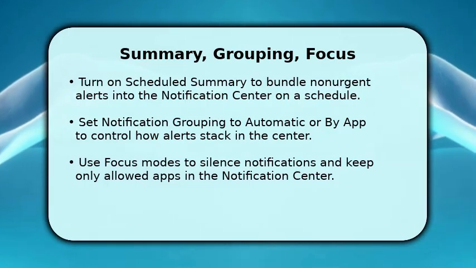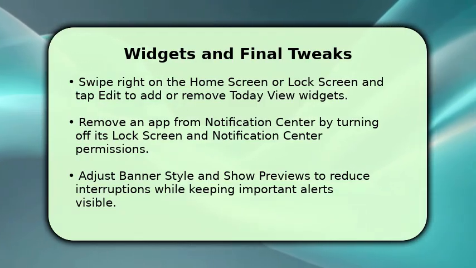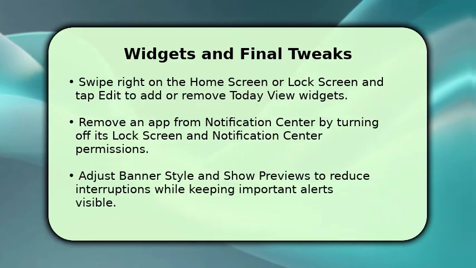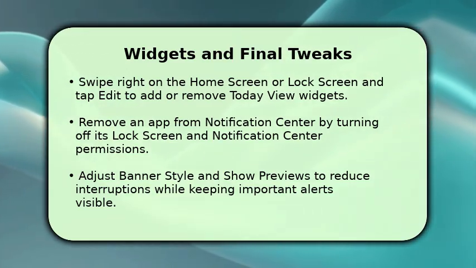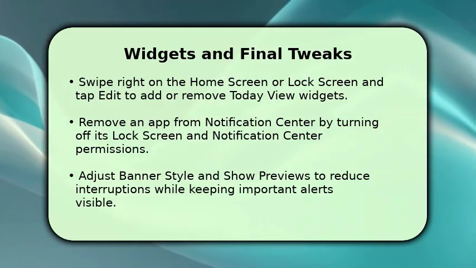Swipe right on the home screen or lock screen and tap Edit to add or remove Today View widgets. Tap the plus icon to add widgets that display useful info directly above your notification center. Rearrange widgets by dragging the three-line handles to prioritize content you need most.